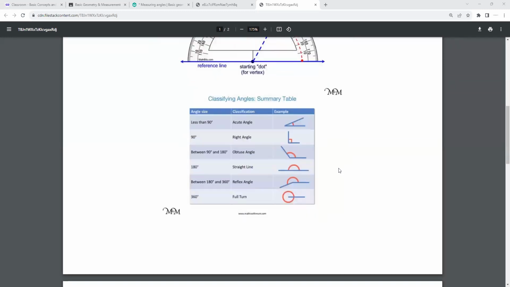Some vocabulary you definitely want to know. Acute angles are less than 90 degrees. You can think of it as like a cute little angle. Right angles are 90. Obtuse angles are greater than 90, but less than 180, because straight lines are always 180. Reflex angles are greater than 180, but less than 360, and a full turn is 360.